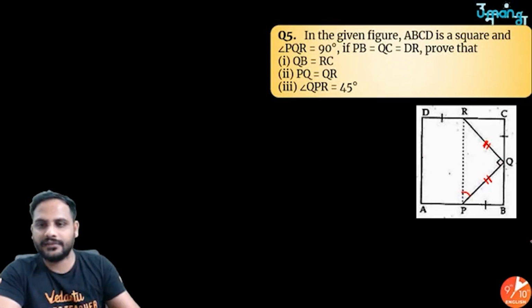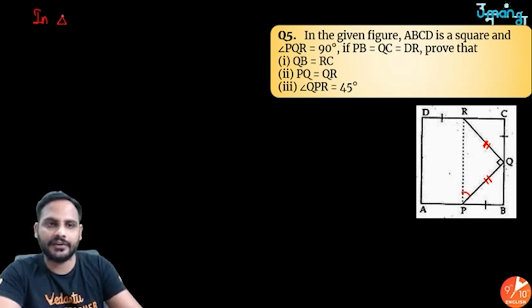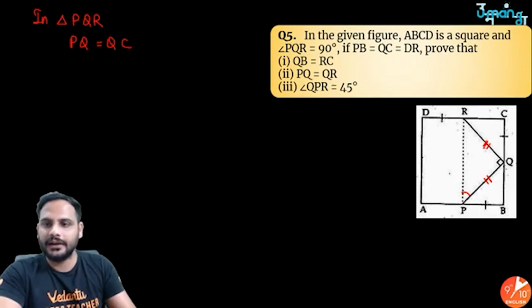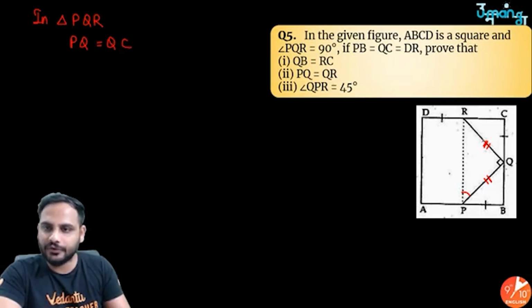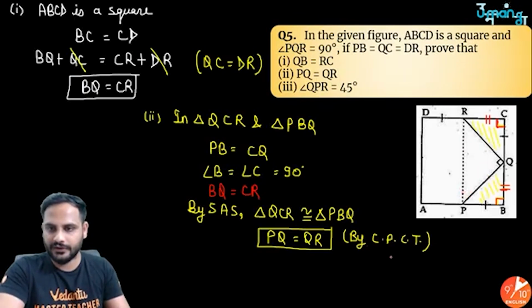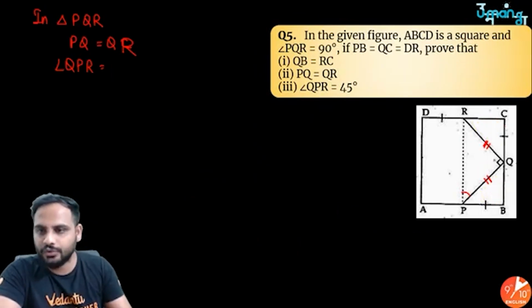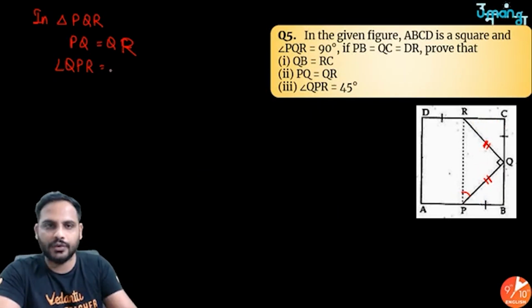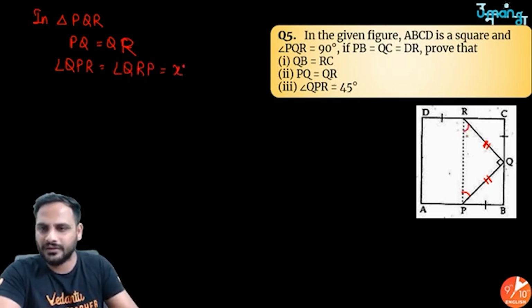So if I look at triangle PQR, we know PQ is equal to QR. It is an isosceles triangle, so the angles opposite to them will also be equal. Since PQ and QR are equal, opposite to QR we have angle QPR, and opposite to PQ we have angle QRP. Both are equal. Let's say both are equal to x degrees.